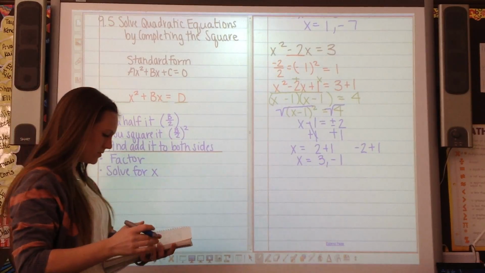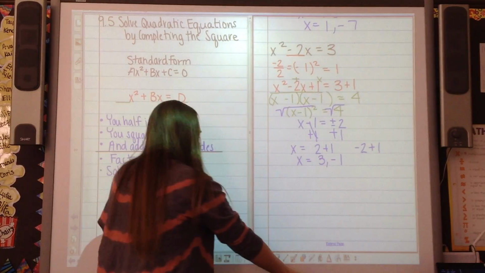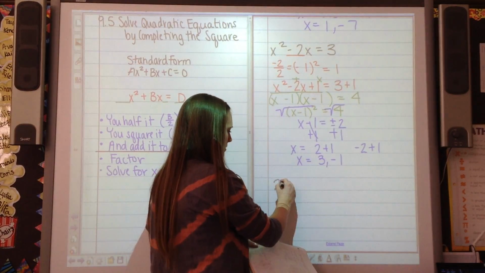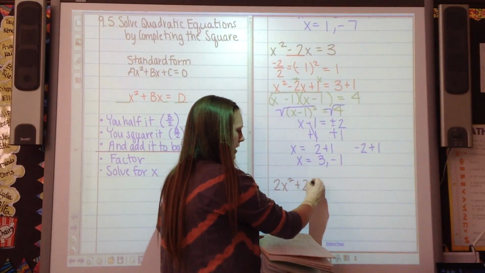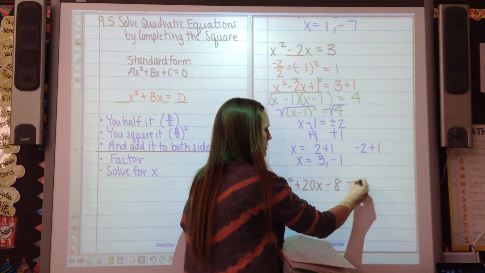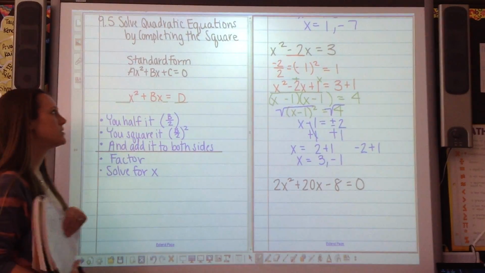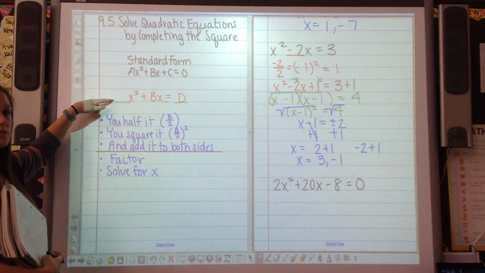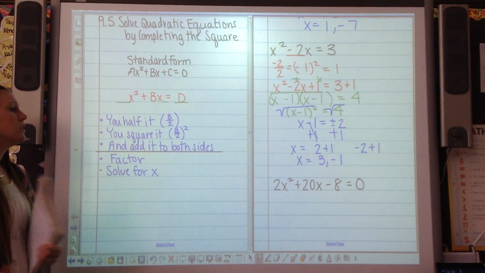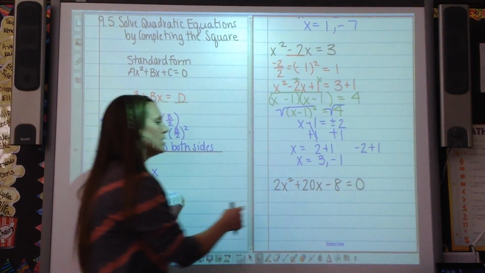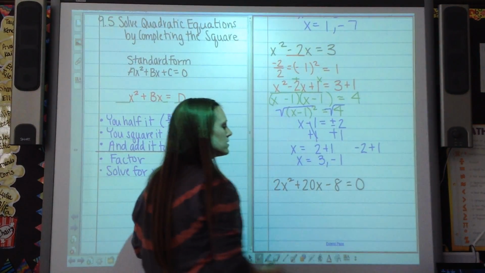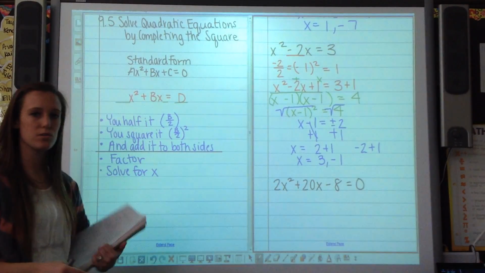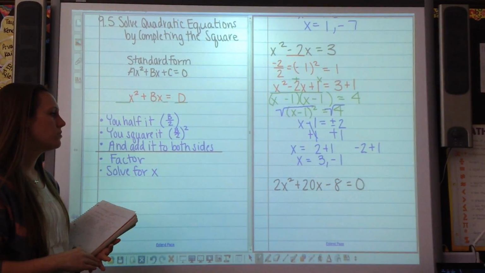This next problem is going to look a little different. Let's say they give us 2x squared plus 20x minus 8 equals 0. This problem is in standard form. We need to make it look like this in order to complete the square, to use this process. So 2 things have to happen. This 8 needs to be brought to the other side, and I can't have a coefficient in front of the first term. It doesn't matter the order in which you do this.